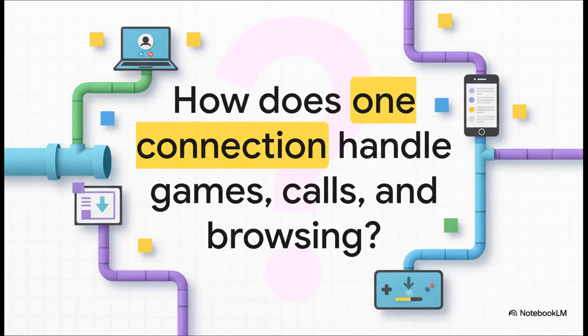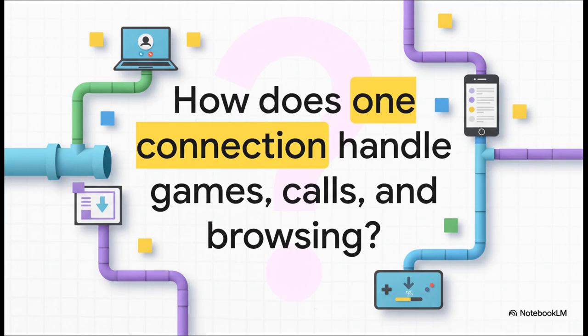So have you ever really stopped to think about this? How can your one single internet connection handle your game, a video call, and your browsing the web all at the same time? I mean, you've probably been there, right? The laptop's on a Zoom call, your phone scrolling Instagram, the Xbox is downloading a massive update. How on earth does your computer keep all of that data from becoming one giant jumbled mess?